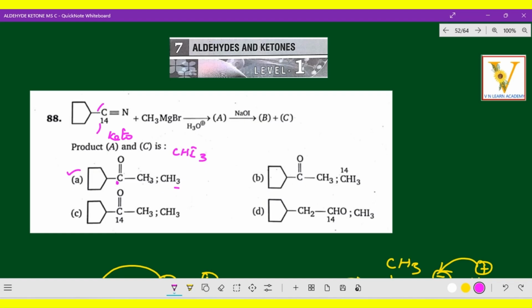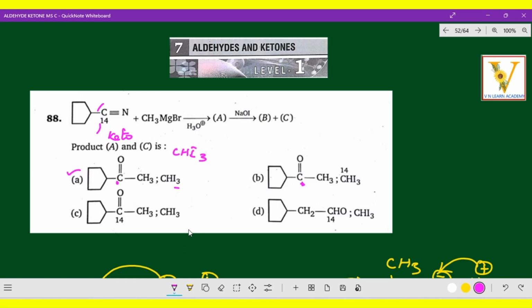They did not mention where exactly carbon 14 will be. Suppose they had not mentioned carbon 14, then option A would be correct. But they mentioned exactly where carbon 14 is, so we have to go for another option. Otherwise, option A is correct only, but since they mentioned carbon 14, that means here the carbon 14 will not be coming in the iodoform. I mean, this point carbon 14 will not be coming.